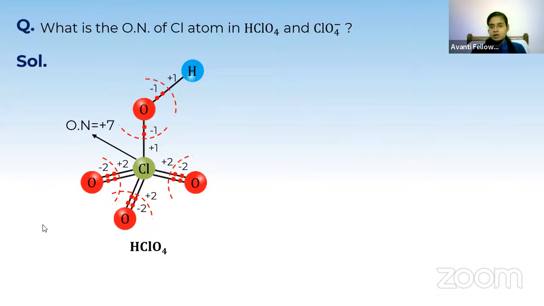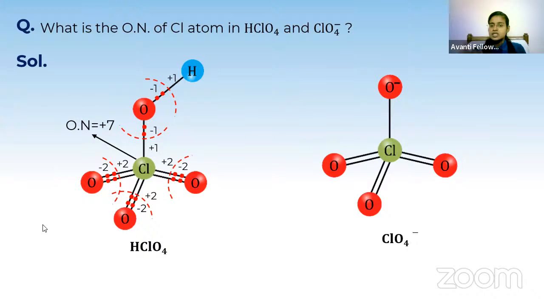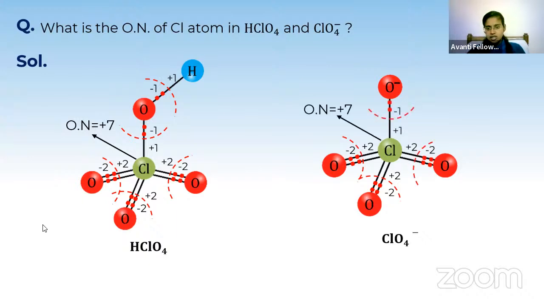Okay. And what about ClO4 minus? If the compound loses that hydrogen, it will get the ClO4 minus charge. So anyway, the charge of chlorine is going to be the same, right? So again, it is going to be +7. So you can draw the structure and separate the charges like this, and you can get the answer. Otherwise, you can go for the calculation.